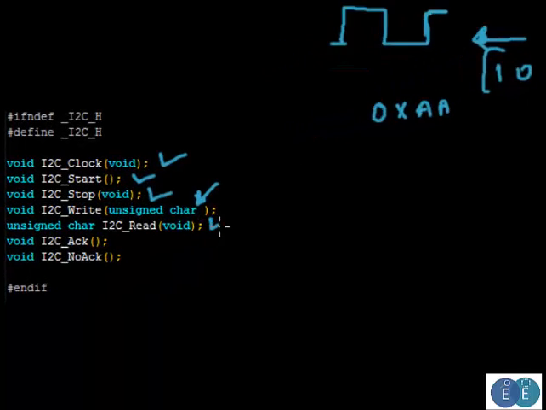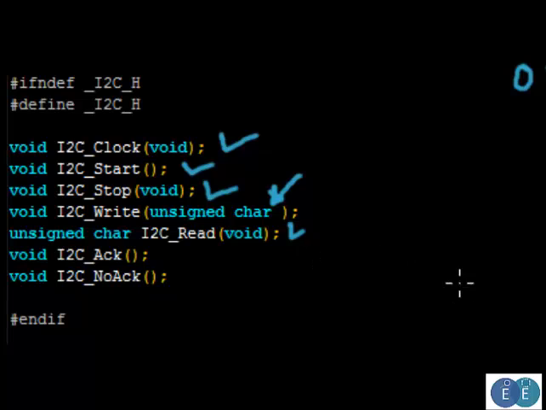Similarly, the I2C read function takes the data serially coming on the data line, makes a complete byte and returns the byte. As you can see, there is no input to this, but it returns a byte which is coming on the I2C bus. I2C ACK is a positive acknowledgement stating that the byte is successfully received. NACK indicates it is not received. So we'll look at each of these functions now.